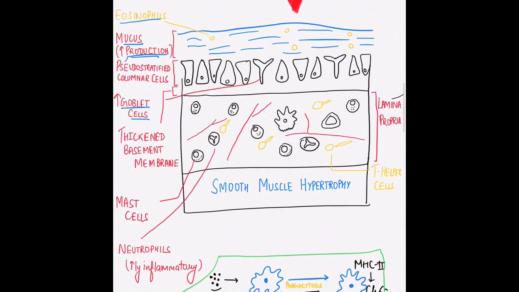Now, as we move lower, we can see that the basement membrane has become more thick as compared to that of normal bronchiole. The mast cells within the lamina propria have also increased, which means increased histamine production as compared to that of normal bronchiole. The other cells that we can observe within the lamina propria are the neutrophils that are normal in the cases of inflammation. The T helper cells are also visible within the lamina propria. And finally, we can see the smooth muscle cell hypertrophy within the asthmatic bronchiole, which occurs due to constriction.